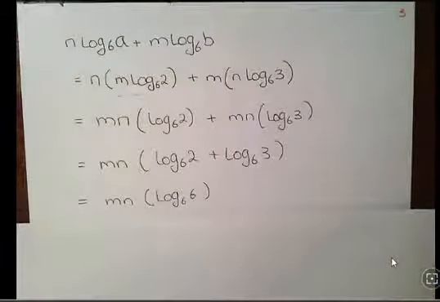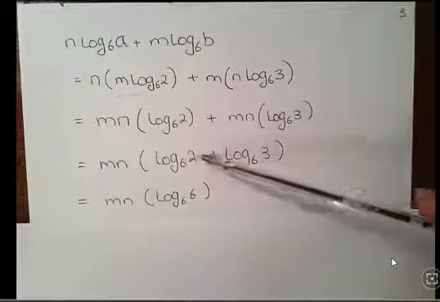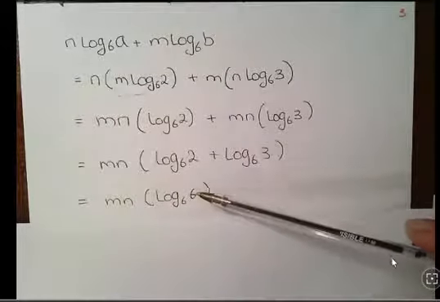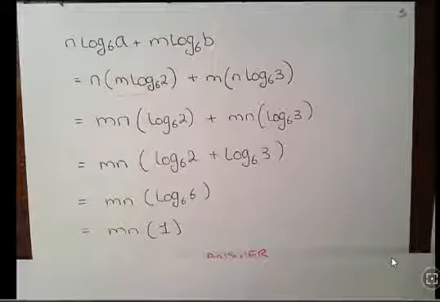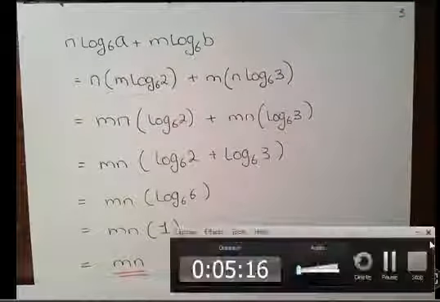So this is the simple rules of logarithmic multiplication. Essentially, when we get an expression like this, we can simply multiply 2 by 3 and get 6. And we get log of 6 to the base 6, that's equal to 1. So that gives us the answer we were looking for, m times n times 1, which is m times n, which is what the question asks us to do. So that is that one done. Job done.